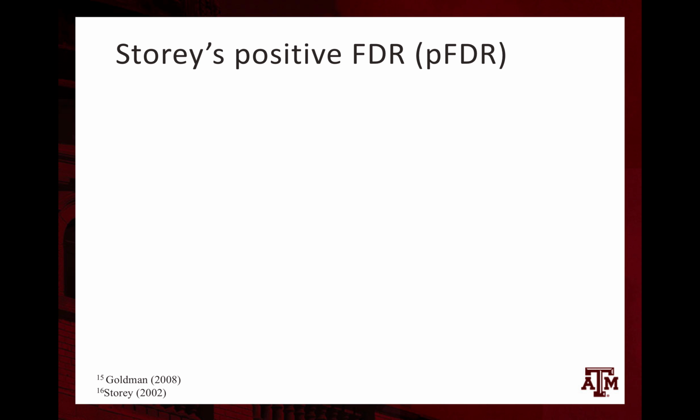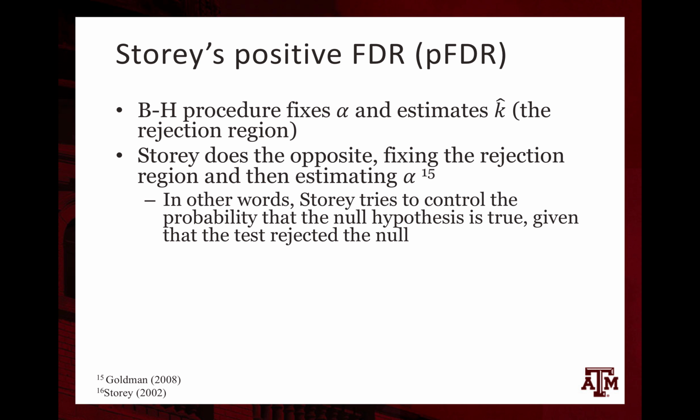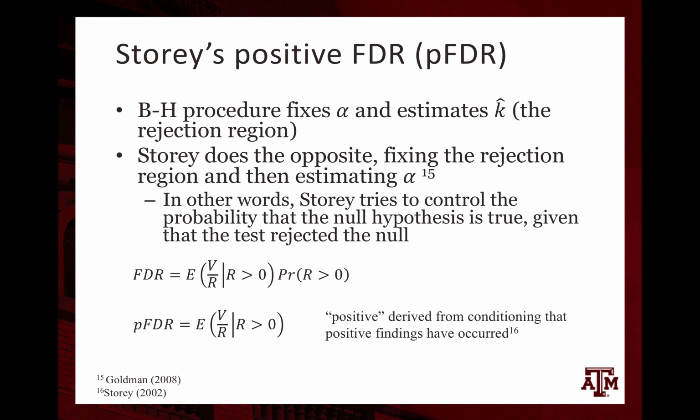The next method that we're going to look at is something called the positive FDR, which was introduced by John Storey in the early 2000s. Storey takes the view that the BH procedure is fixing alpha and then estimating the rejection region. He actually does the opposite: he's going to fix the rejection region and then estimate alpha. In other words, he's trying to control the probability that the null hypothesis is true, given that the test rejected the null. The notation for this is given below.